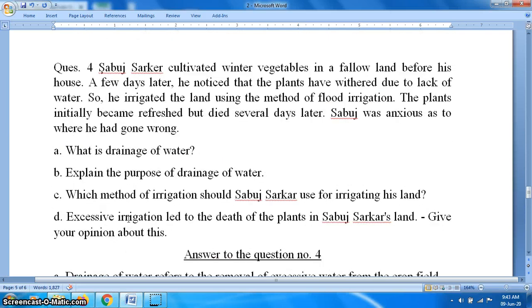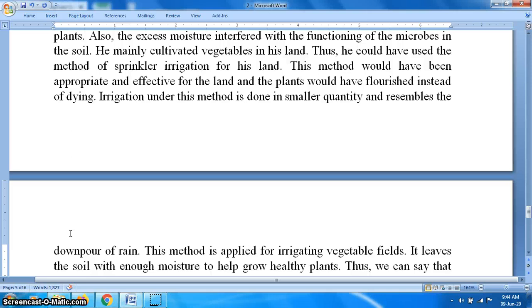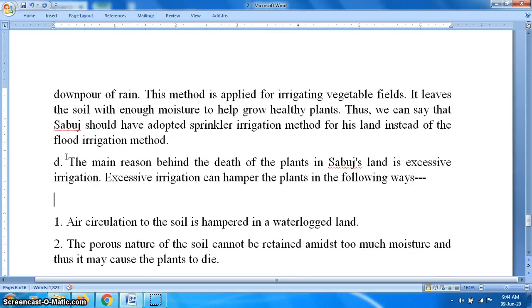Now, question D. Excessive irrigation led to the death of the plants in Shobuj Sarkar's land. Give your opinion about this. Answer: the main reason behind the death of plants in Shobuj's land is excessive irrigation. Excessive irrigation can hamper the plants in the following ways.